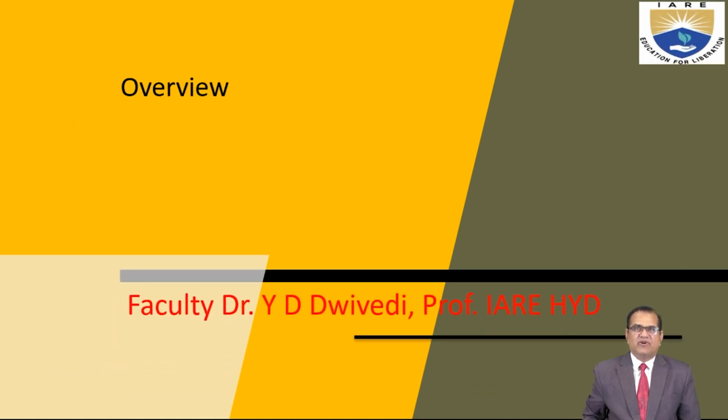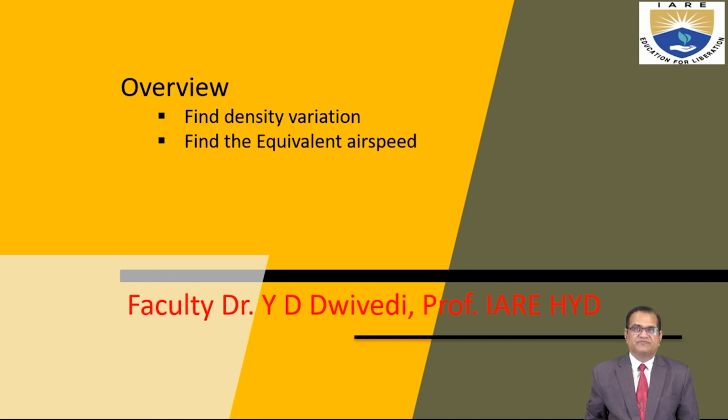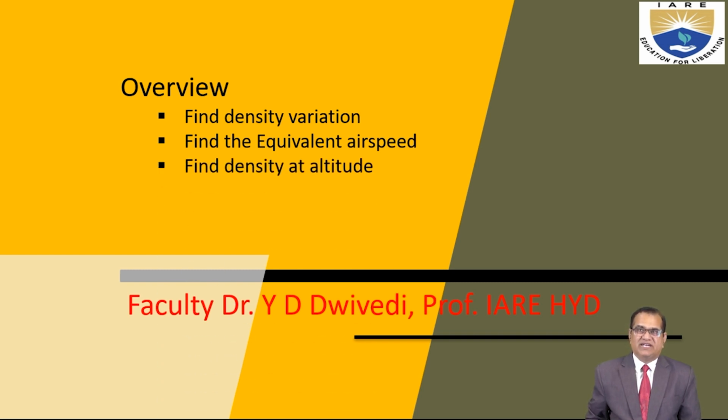In today's class, I am going to take some points like finding the density variation as per the different altitude, finding the equivalent airspeed of the aircraft when the aircraft is flying in the atmosphere, finding the density at different heights, what is the density of the atmosphere, and finding the equivalent airspeed of the aircraft.